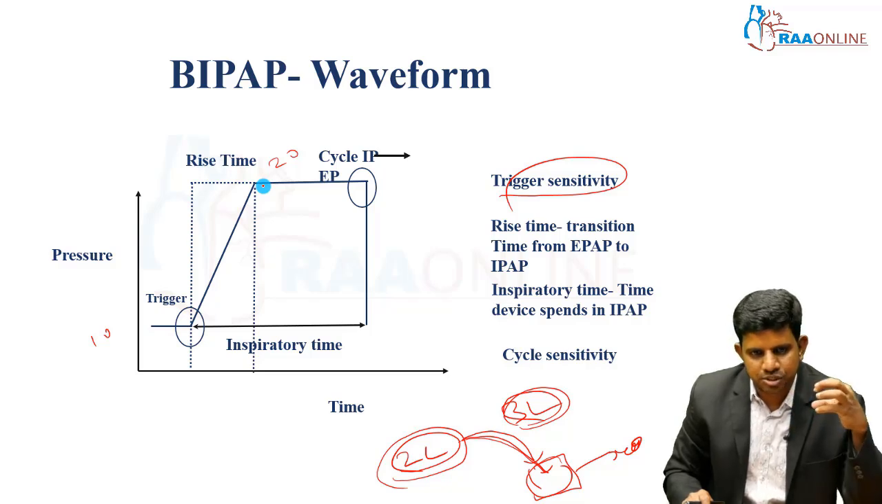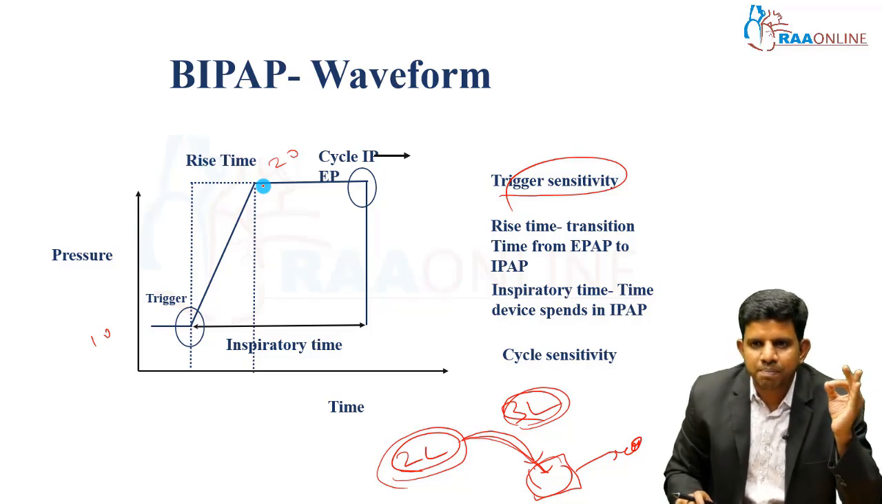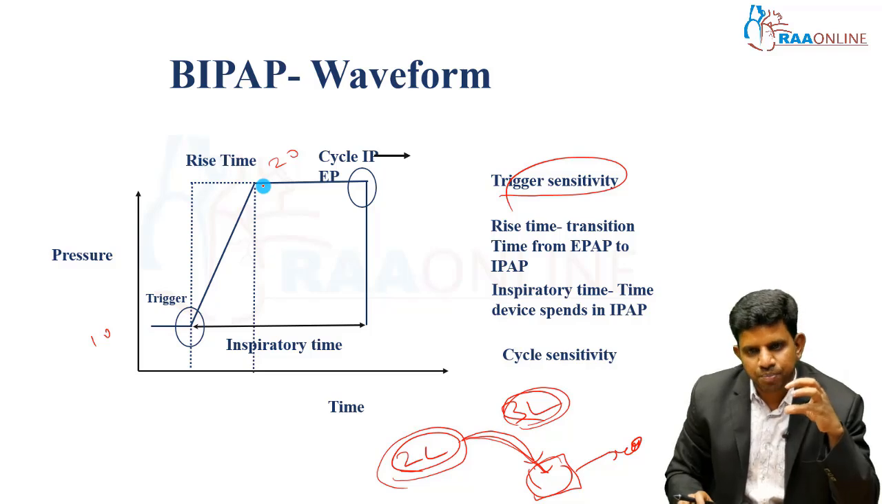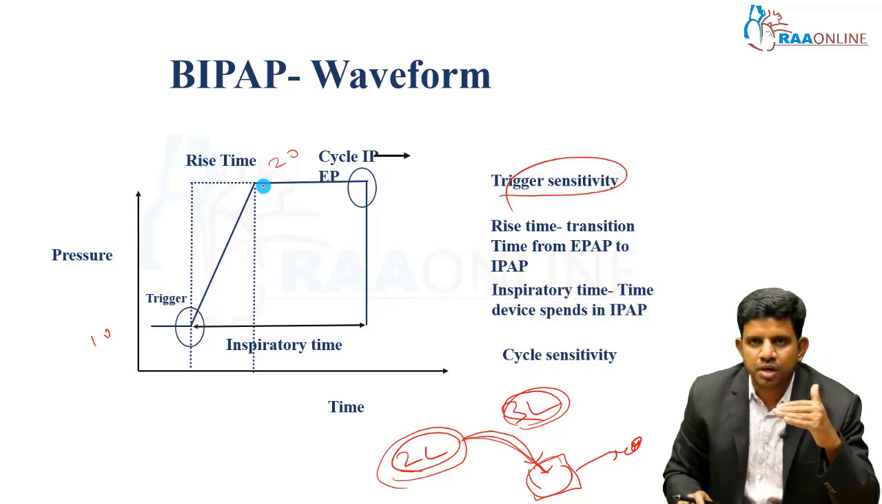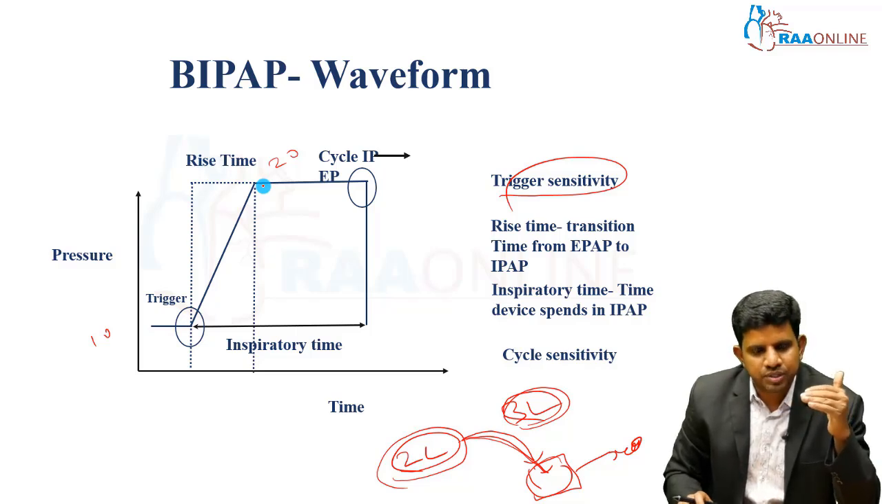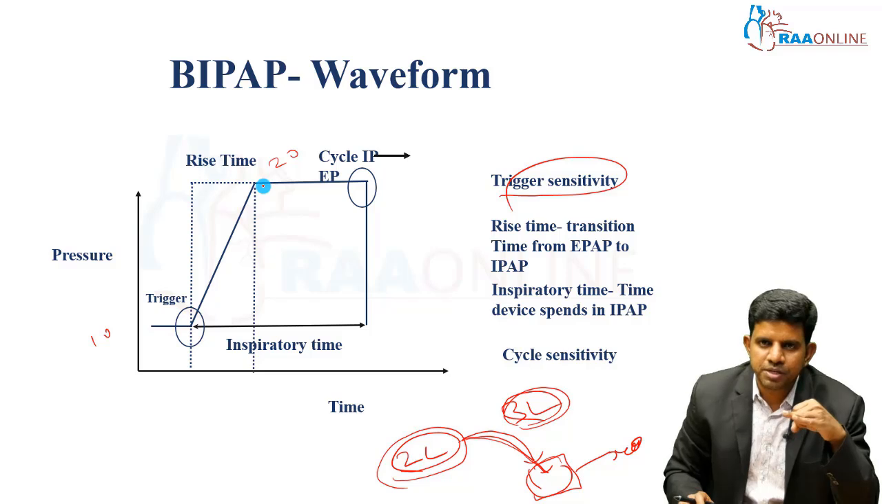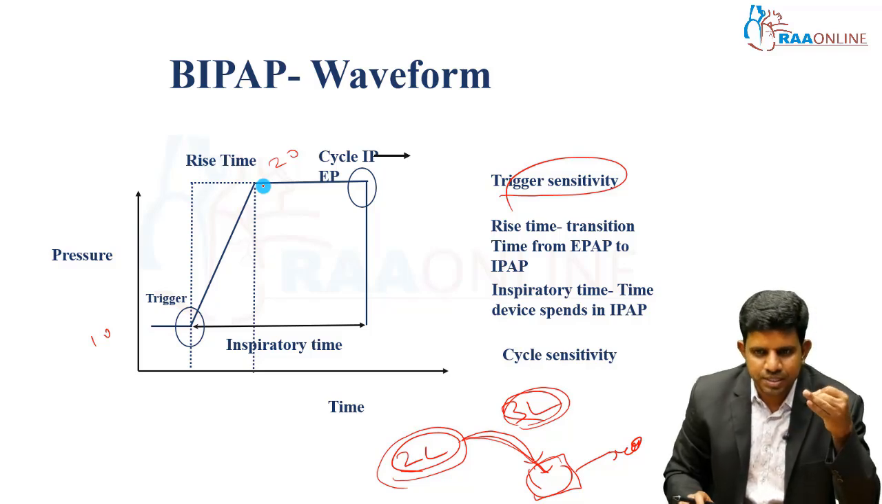Cycling, the change from inspiration to expiration, is determined by cycle sensitivity. A few things to note. All our BPAP machines are flow trigger, not pressure trigger. ICU ventilators have both pressure trigger and flow trigger. Our BPAP machines are flow trigger because flow sensitivity is better than pressure. That's why all our BPAP machines are flow triggers. Also, most of the BPAP machines are flow cycling. We'll discuss that later.